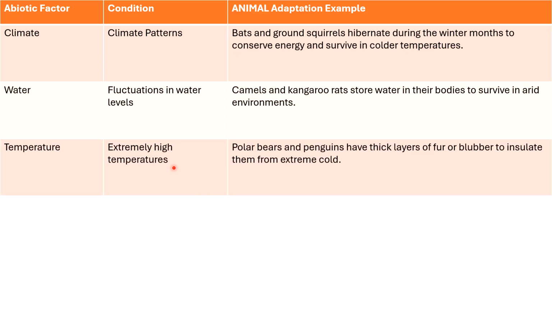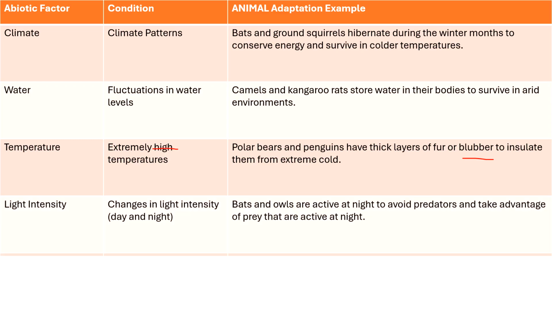Then we have extremely low temperatures, which cause polar bears and penguins to have thick layers of fur or blubber, also known as subcutaneous fat, to insulate them from this extreme cold. Following up with changes in light intensity caused by day and night, bats and owls are active at night to avoid predators, so the predators can't see them, and take advantage of this as well by going for their prey at night, because the prey can't see them coming either.